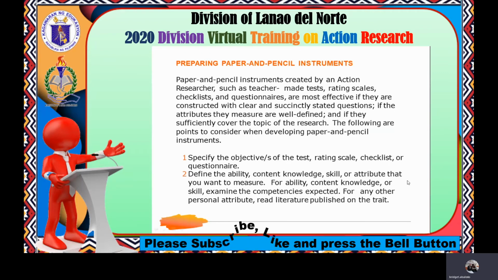Second, define the ability, content knowledge, skill, or attribute that you want to measure. Unsa man dayon akong gusto i-measure. Okay. Una ang problema. Una akong target objective. So, unsa man ang akong i-measure? I-measure nako ang ilang ability sa ilang academic performance.